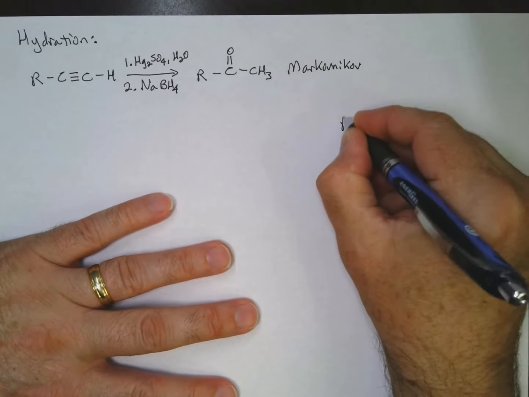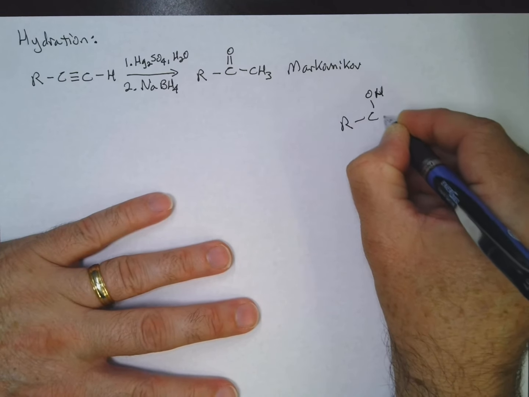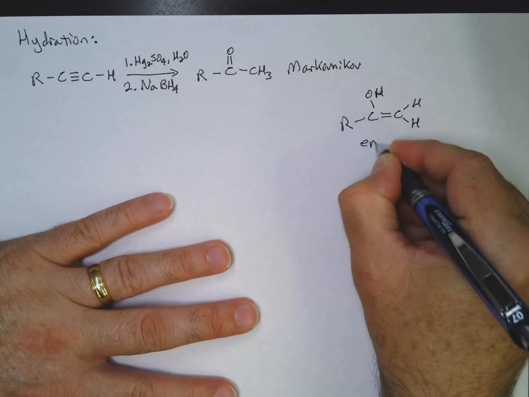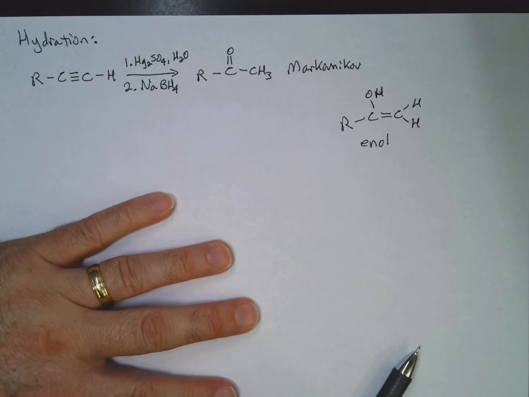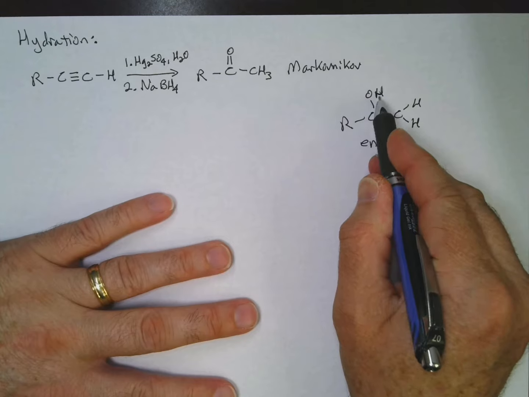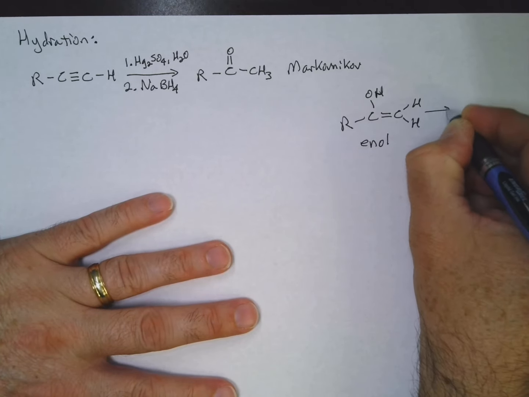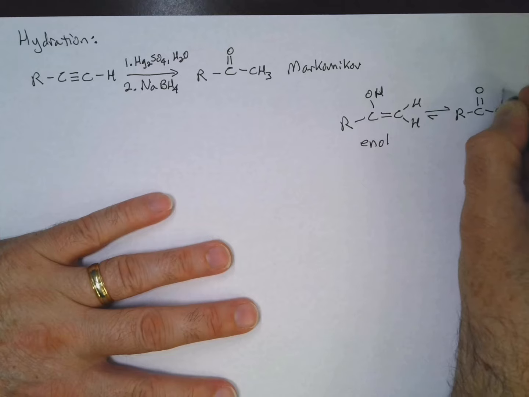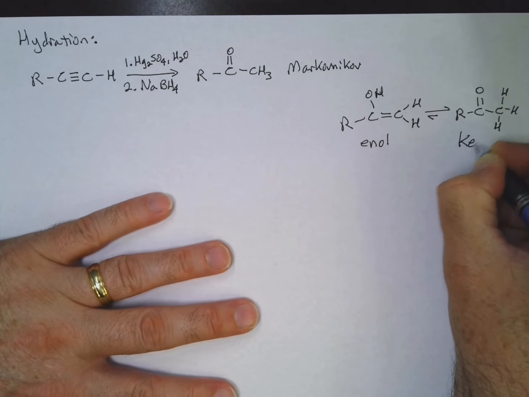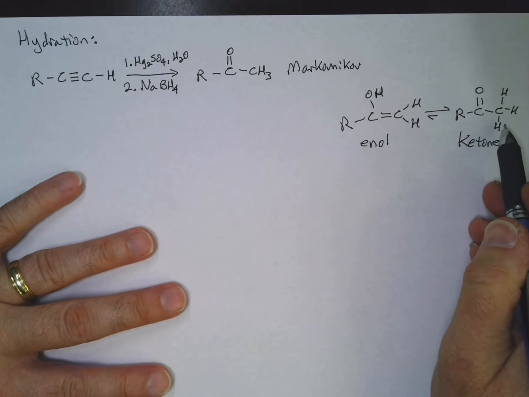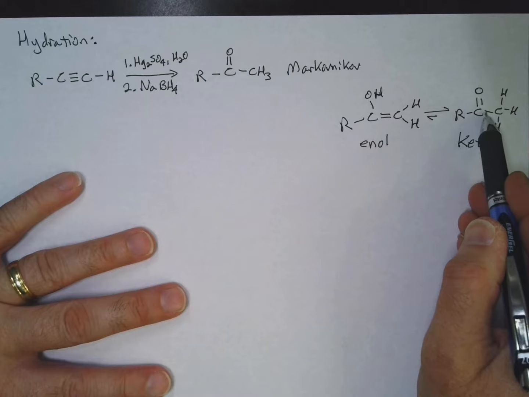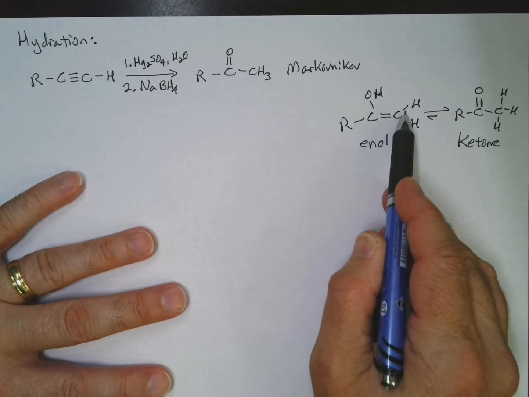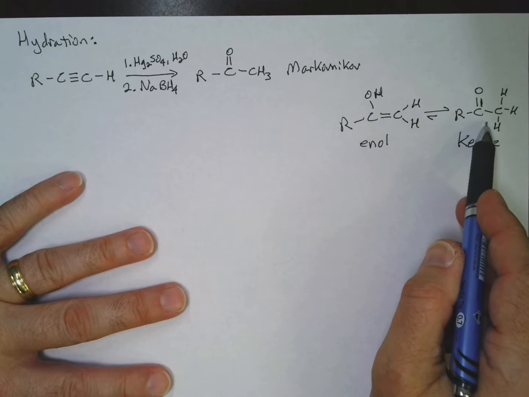Now, in reality, what you're getting is the following. When we look at the mechanism, you're actually getting this species here, which is called an enol. En for alkene, ol for the alcohol. This is in equilibrium with the ketone. And the equilibrium usually favors the ketone. So by doing the oxymercuration, demercuration, you initially make this type of species, but then that will isomerize into the ketone.